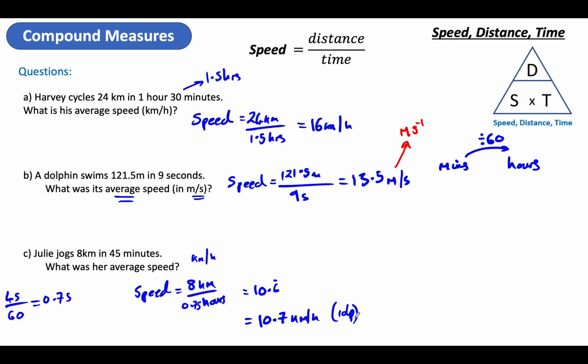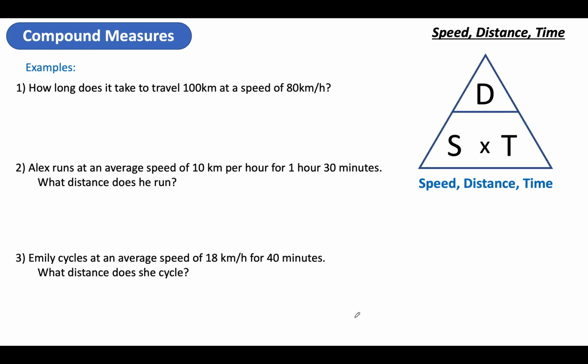Fair enough. Well, what if I don't want the speed? What if I already know the speed? So look at this question. How long does it take to travel 100 kilometers at a speed of 80 kilometers per hour? So what I'm working out here is how long. So I need to rearrange my equation of speed, distance, and time.